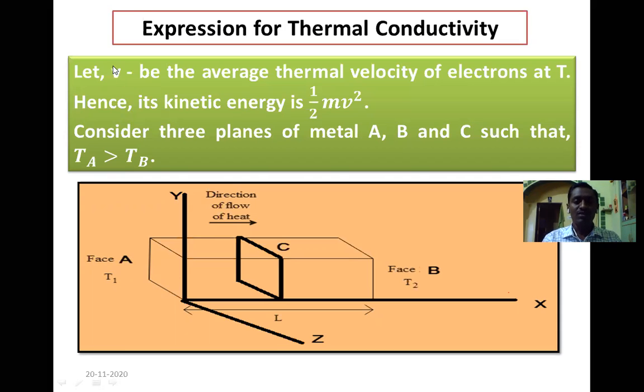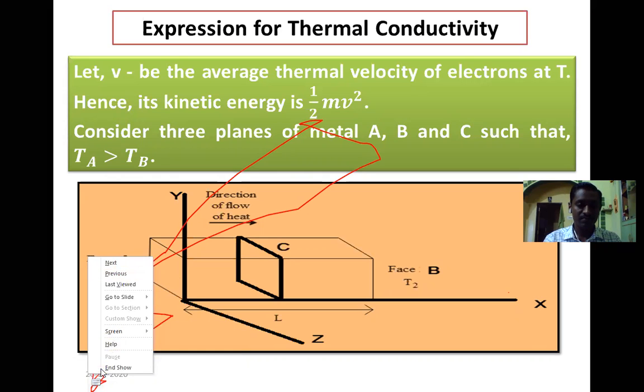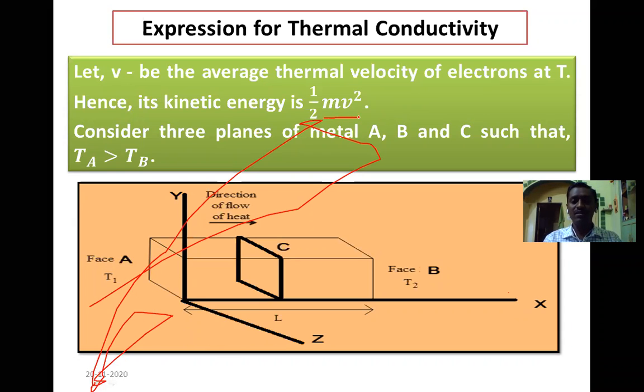And we know when the electron moves with velocity v, its kinetic energy will be half mv square, provided m is the mass of that electron. So half mv square will be the kinetic energy possessed by each electron having average thermal speed v.